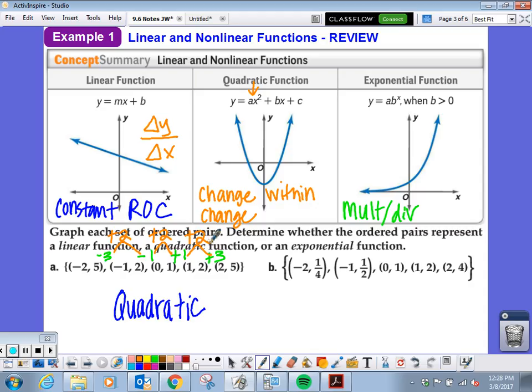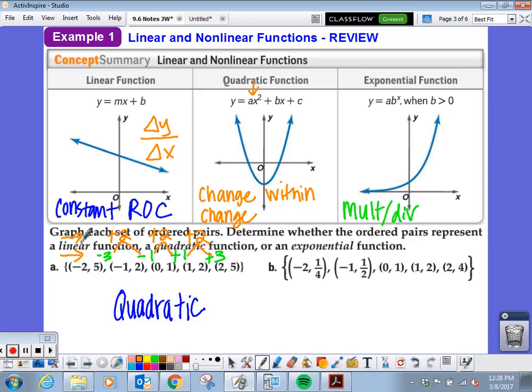So on the quadratic, when I said that the change within the change is the same, here was our original change. I have it written in green. And then the change within those was the same. So the change within the change was the same. Basically, if it's not linear or exponential, though, it's going to be quadratic. All right, I'm going to look at B.